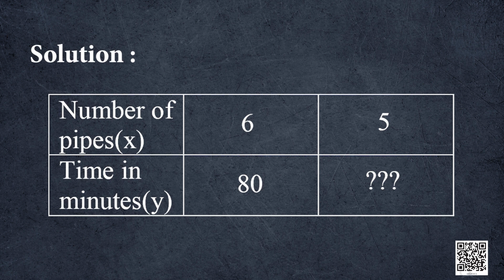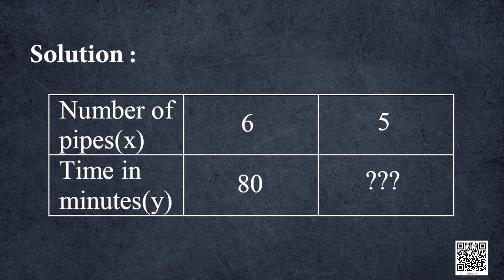How do you convert hours into minutes? Yes, 1 hour is equal to 60 minutes. So, 1 hour 20 minutes is equal to 60 plus 20, that is 80 minutes. Now, we have to find out the time taken when we use 5 pipes.